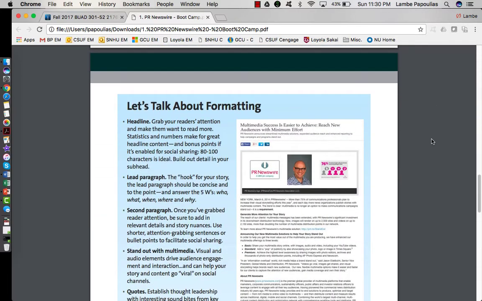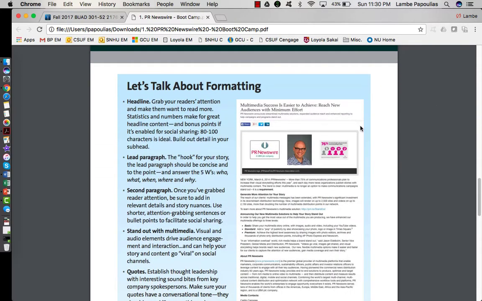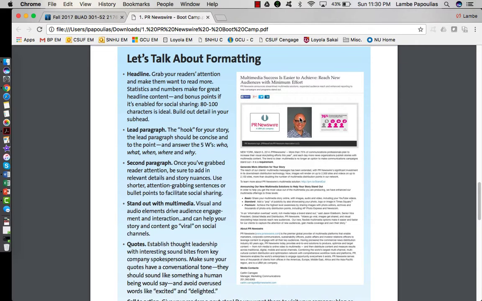Okay, so let's look at formatting for a press release. You have a headline. Your headline will grab your reader's attention and make them want to read more. Statistics and numbers make for great headline content, and bonus points if it's enabled for social sharing. 80 to 100 characters is ideal. Build out detail in your subhead.